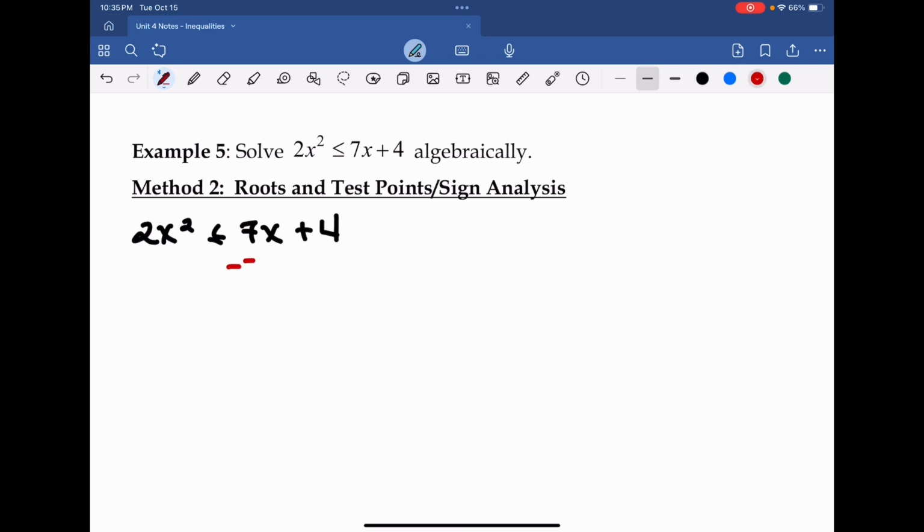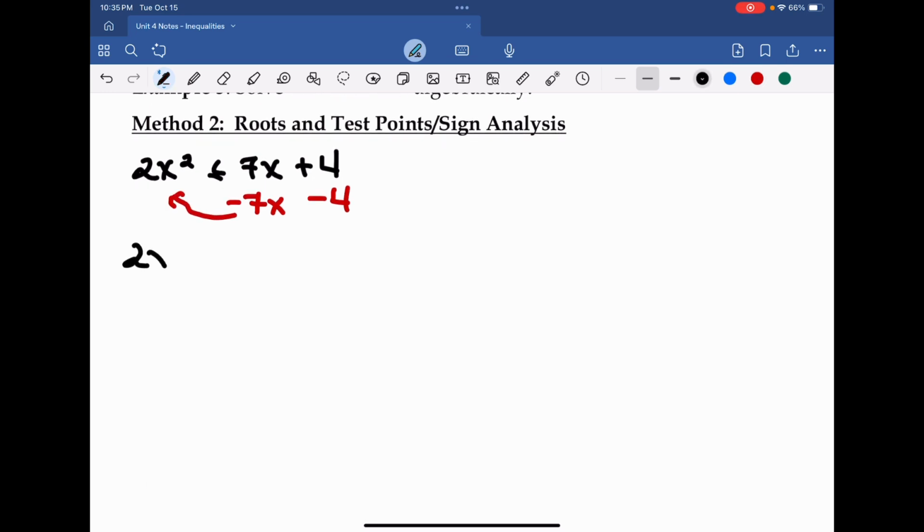I'm going to take all of the stuff on the right and move it to the left-hand side. So when we move it over to the left-hand side, this is going to give us 2x squared minus 7x minus 4 is less than or equal to 0, because we keep the inequality facing the same direction as it originally was. Now that we have the trinomial on the left-hand side, let's factor this thing.